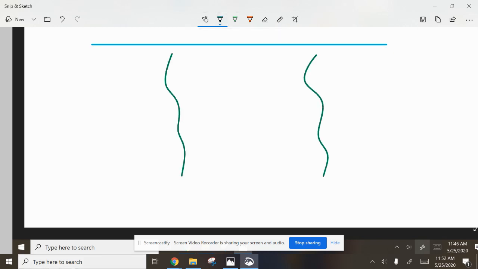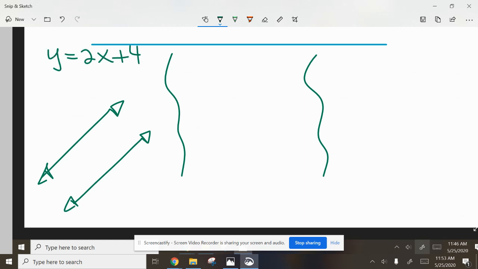With this here, we're going to do it with equations, with graphing. So what if I have these two equations: y equals 2x plus 4, y equals 2x plus 2. And if you notice, same slope.